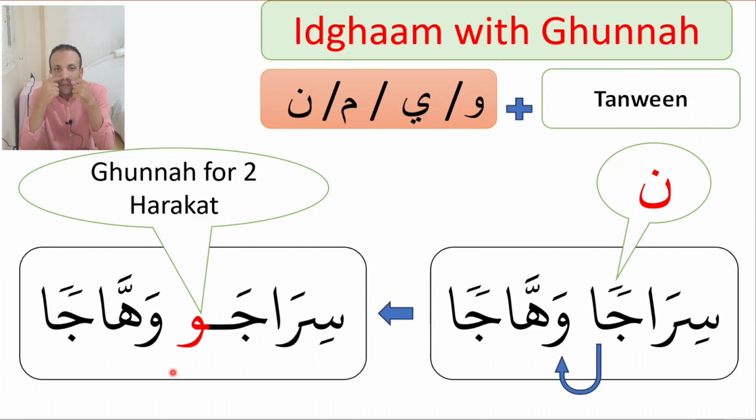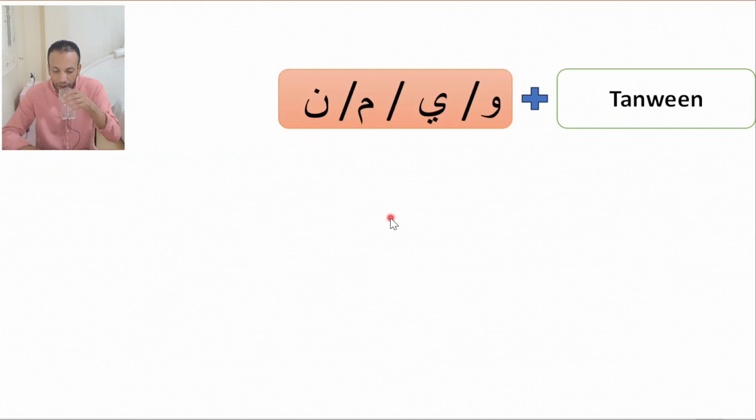Sirajan wahaja. So you're not prolonging a lot like this. I am prolonging just to let you understand what you need to do. Your mouth keeps pronouncing, but a part of the air should come out from the nose. Sirajan wahaja. Okay.